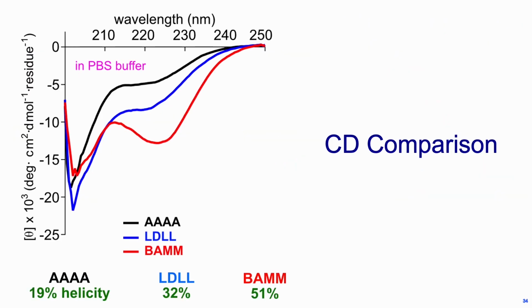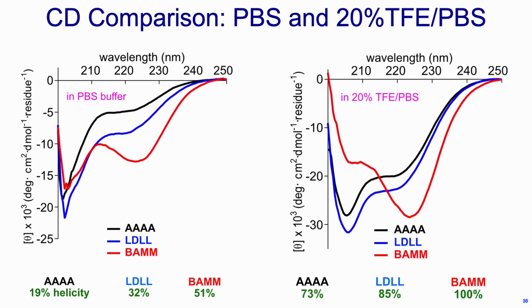And when we did that in PBS, the mostly alanine peptide, the negative control, was only 19% helical. The one with the ASX turn, the hydrophobic triangle, and there, of course, the hydrophobic patch, was 32% helical. But the BAM was the best one in the series, 51%. In the helix-inducing medium, 20% TFE PBS, the helicities increased across the board, but again, the same trend was followed, and the BAM was 100% helical.